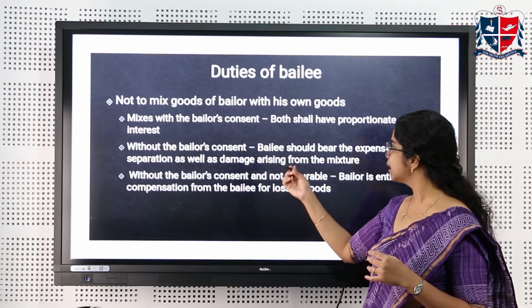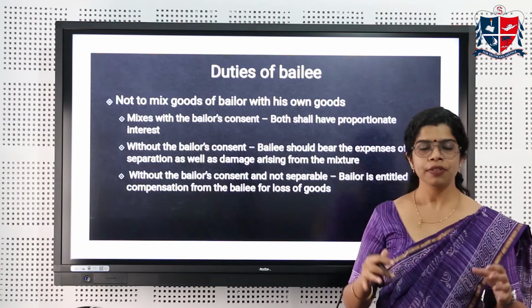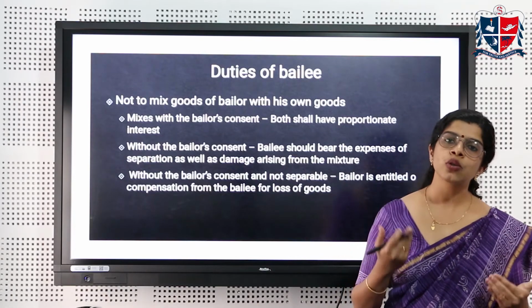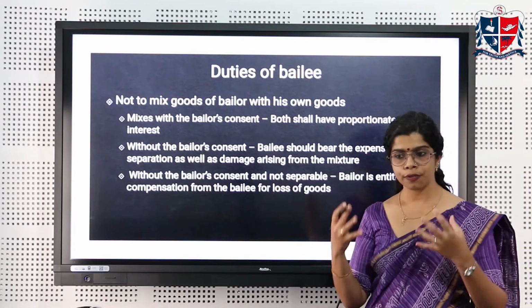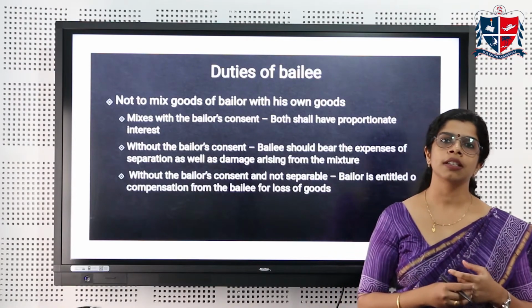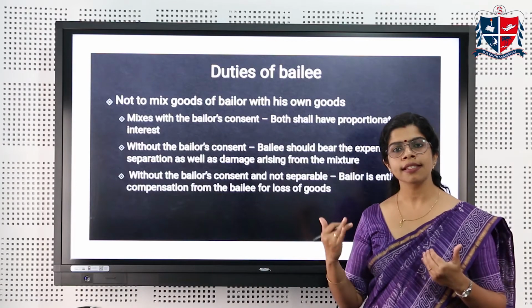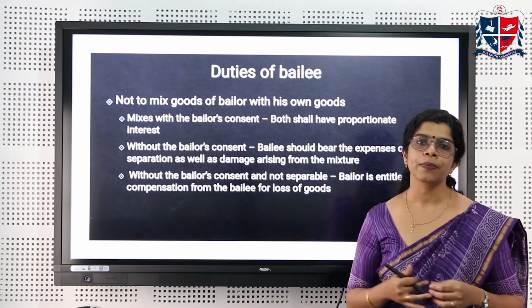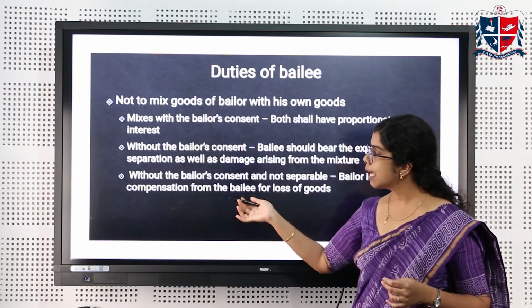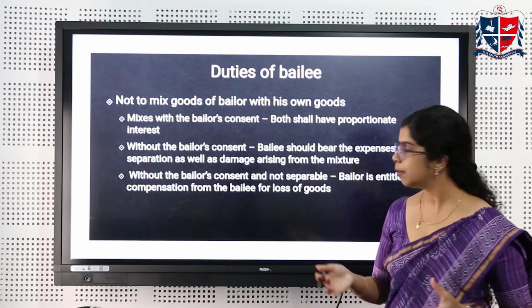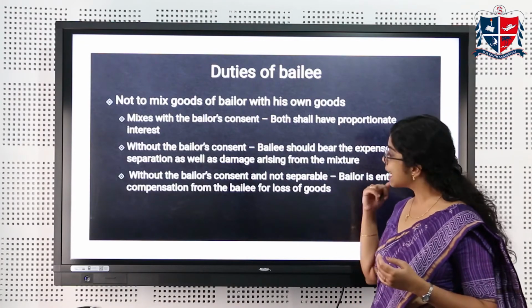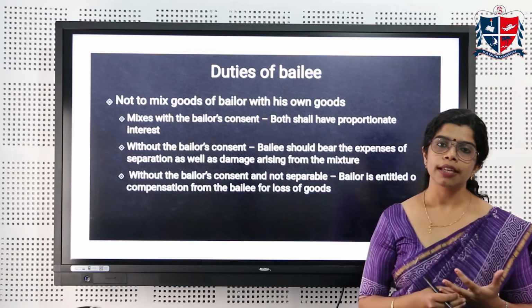And if it is something that can be separated, then he has to see to it that it gets separated, and he has to also bear any expenses that come up due to that separation. If something goes wrong with the goods, then those expenses have to be borne by the bailee. Then, without the bailor's consent, if the goods are not separable, the bailor is entitled to get compensation from the bailee.